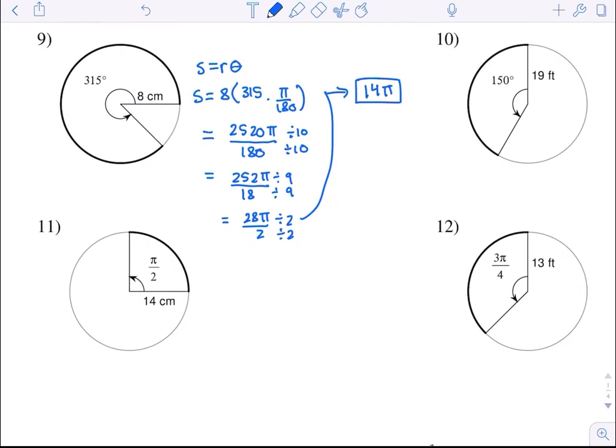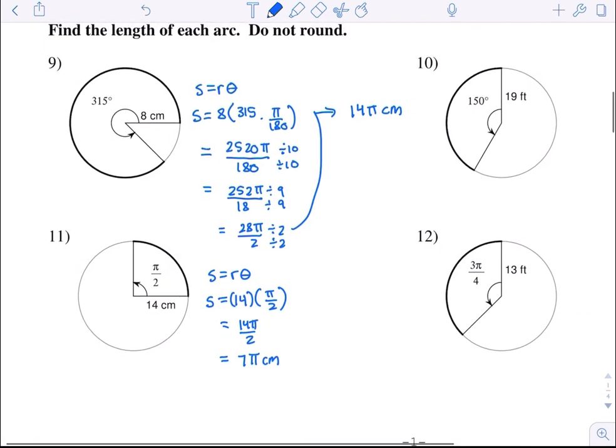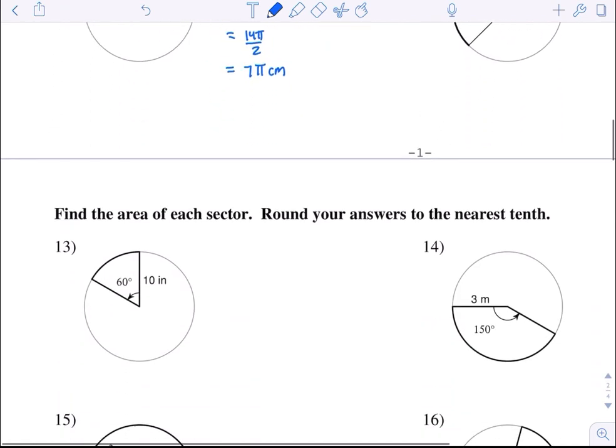Okay, 11, S is equal to R times theta, and this is going to be centimeters. Okay, S is going to equal, radius is 14 times pi over 2. And since that's already in radians, we don't need to make a conversion. So 14 pi all over 2, 7 pi centimeters. So that's what it looks like when you just have to simplify the fraction piece.